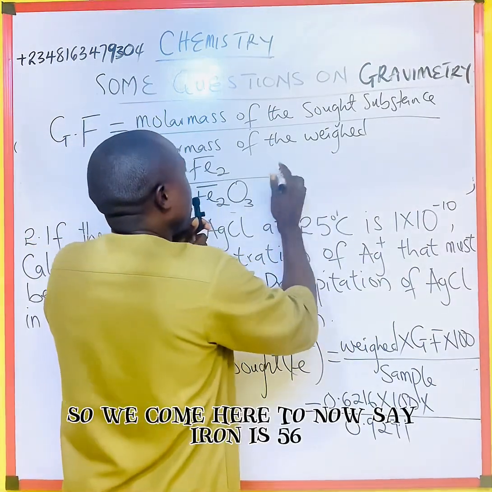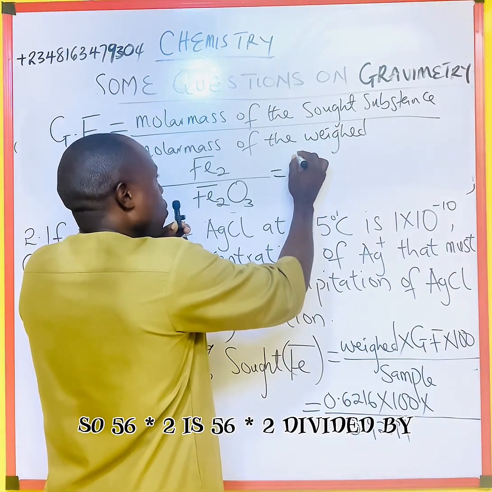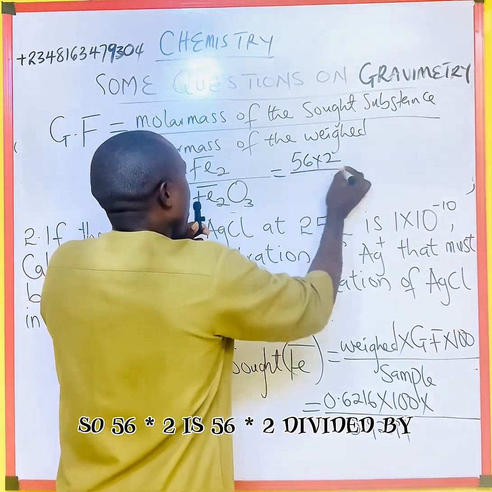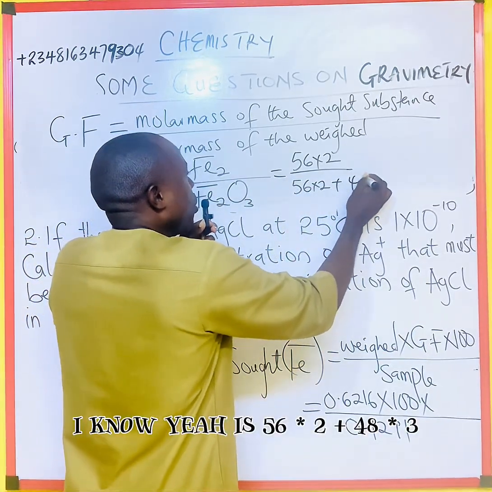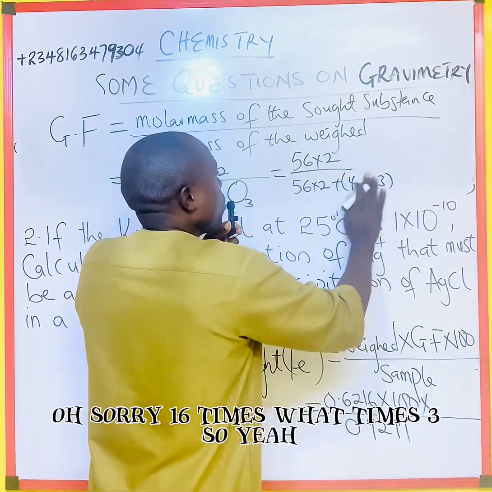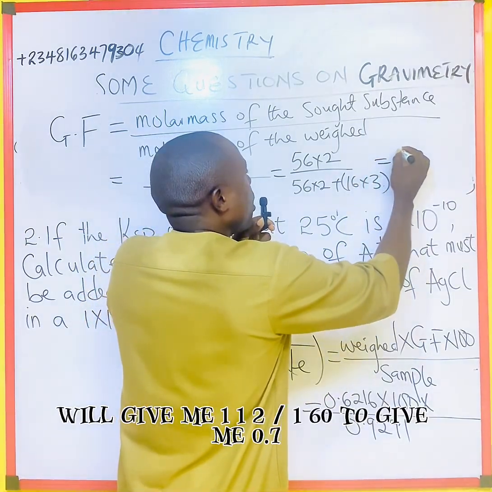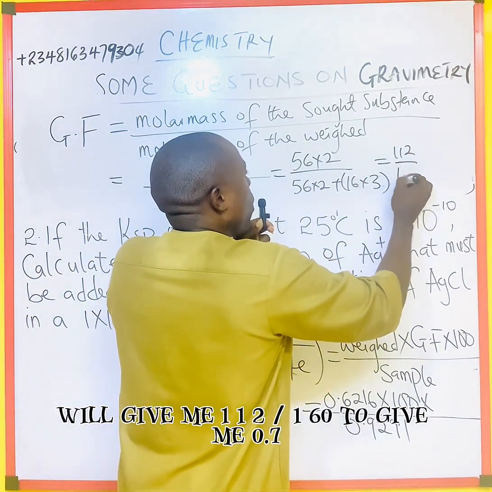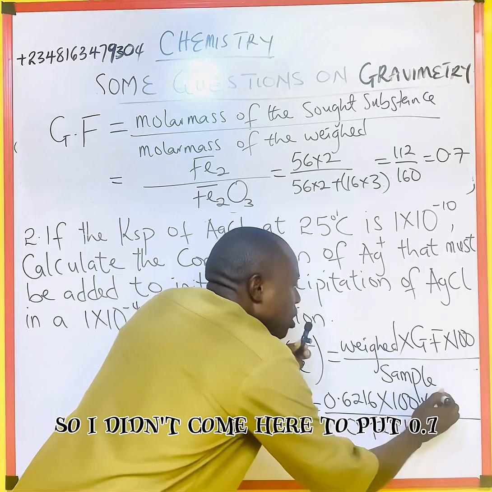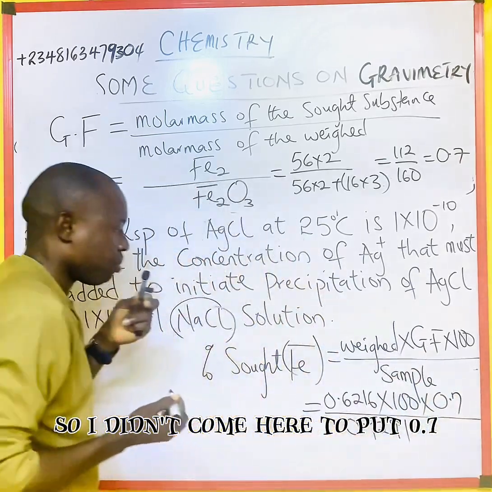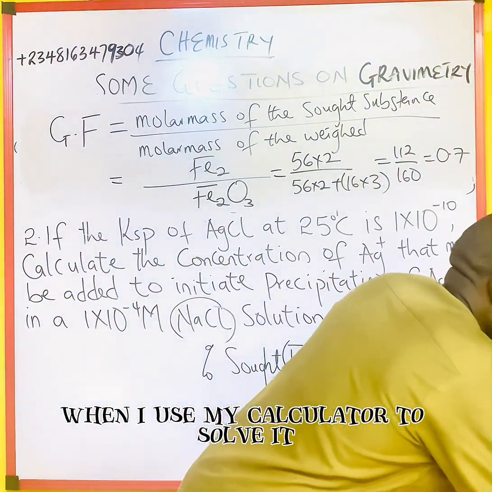So we come here to say iron is 56. So 56 times 2 divided by, iron here is 56 times 2 plus 16 times 3. So here will give me 112 divided by 160 to give me 0.7. So I then come here to put 0.7.